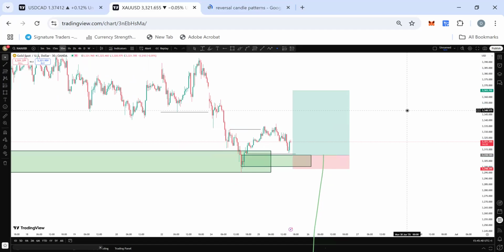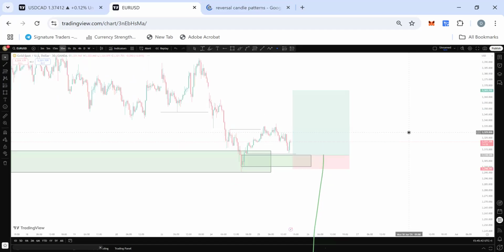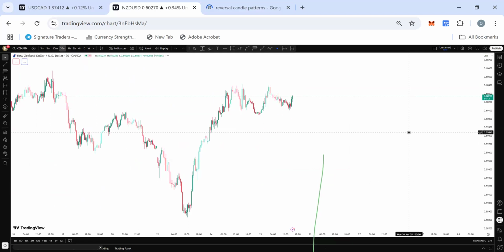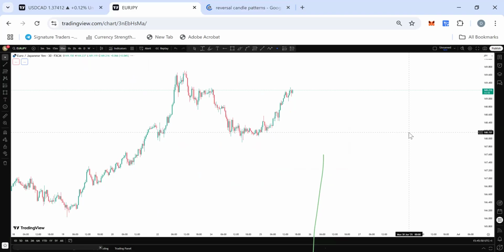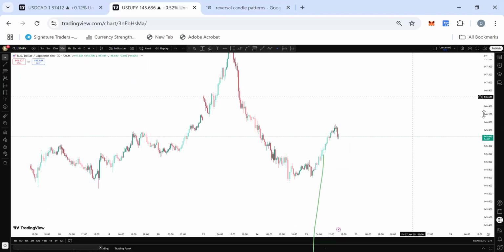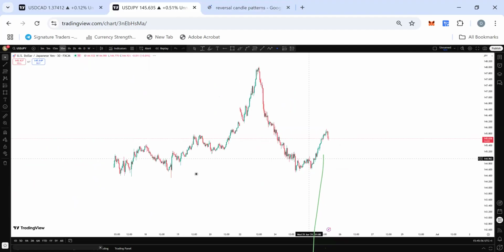Also, let's check another pair. Let's check USD JPY. USD JPY last week was hitting SL anyhow. Let me show you the reason why it was hitting SL. This week, on Monday, Tuesday, I believe the market was misbehaving, hitting SL anyhow.